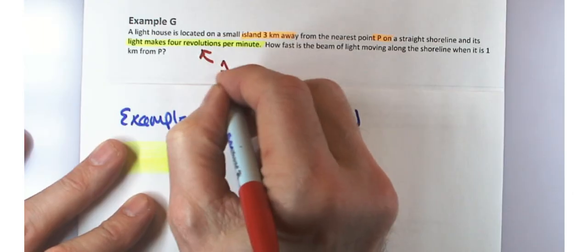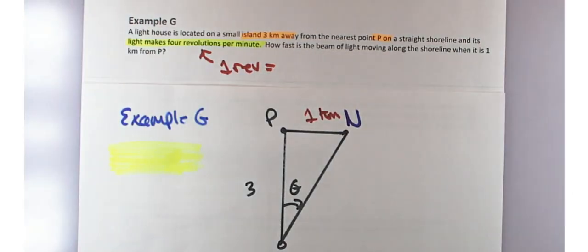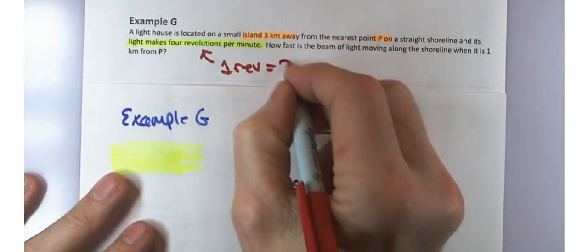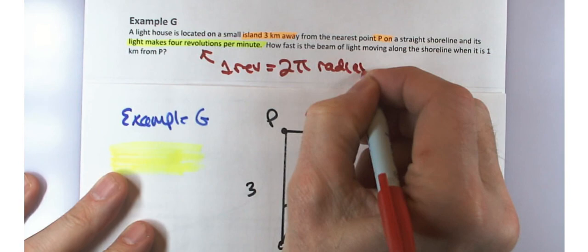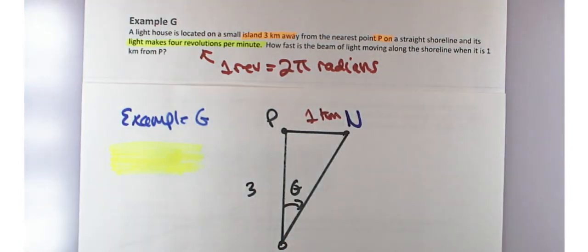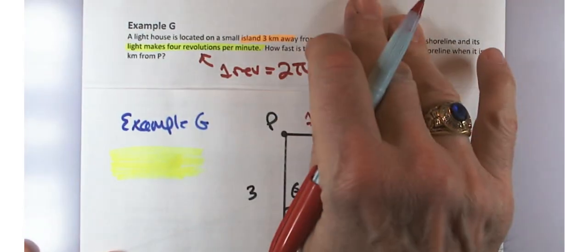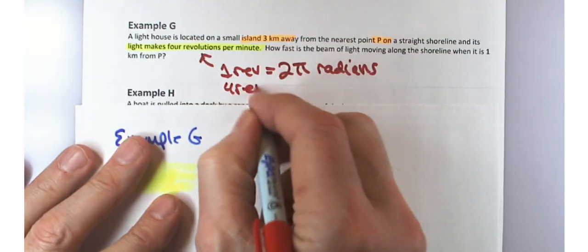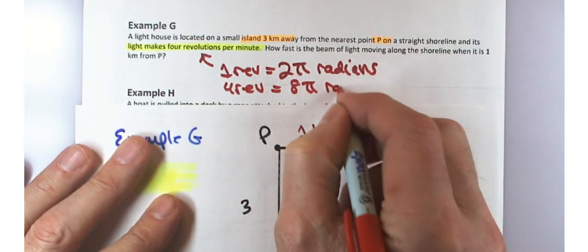Well, maybe remind you of something. 1 revolution in radians. 1 revolution means you're going all the way around the circle. How far is 1 lap around the circle in terms of radians? That's in degrees. What about radians? 2 pi, right? So 1 revolution is 2 pi radians. So what about 4 revolutions? 4 revolutions is 8 pi radians. And we're doing that 8 pi radians per minute.